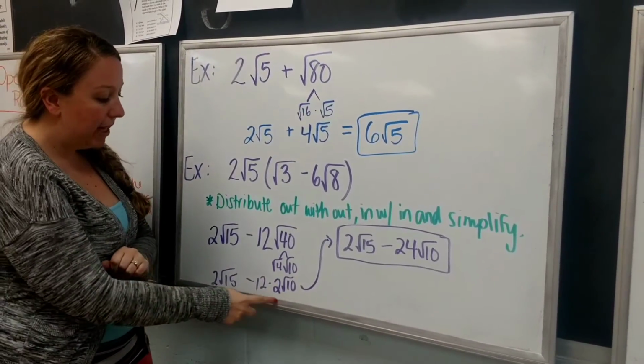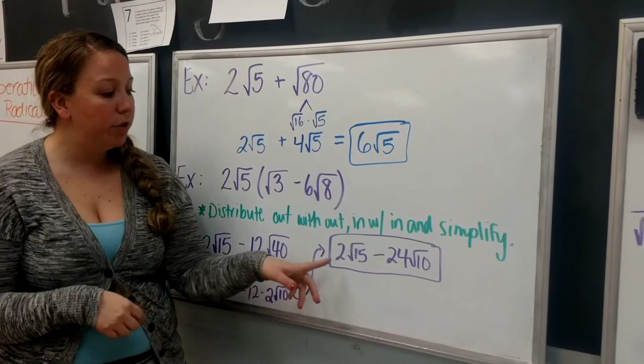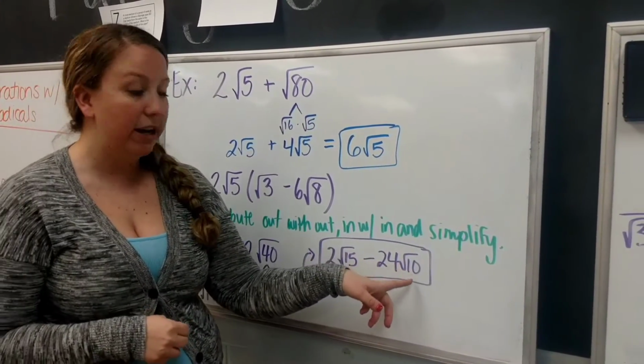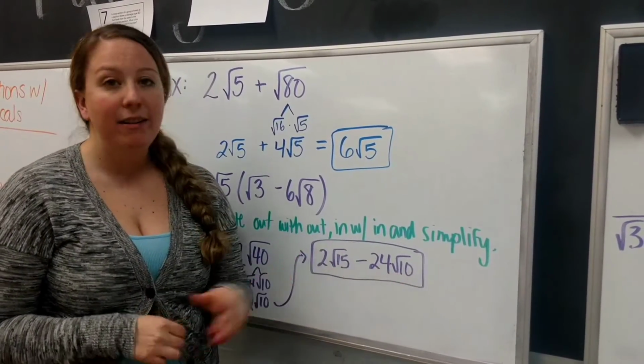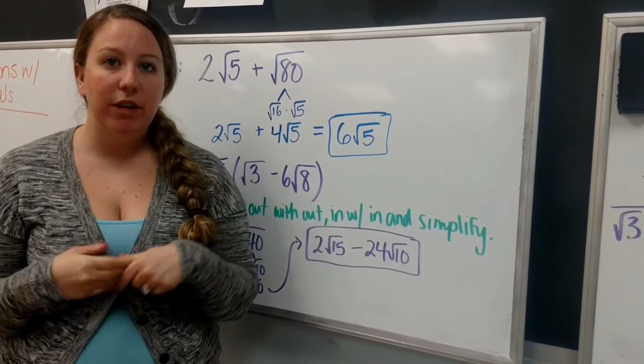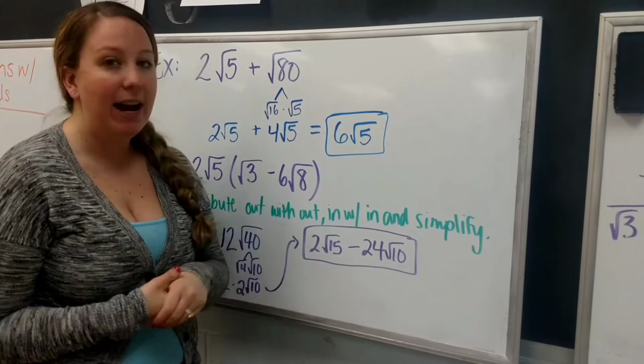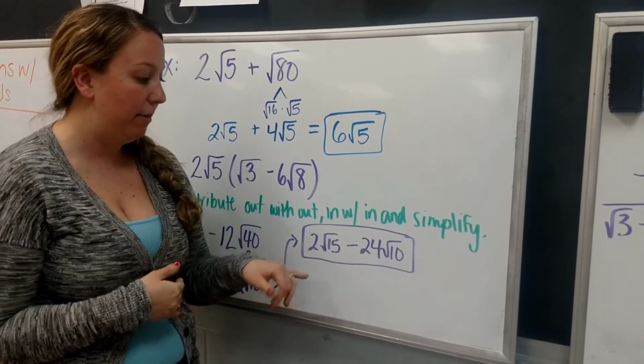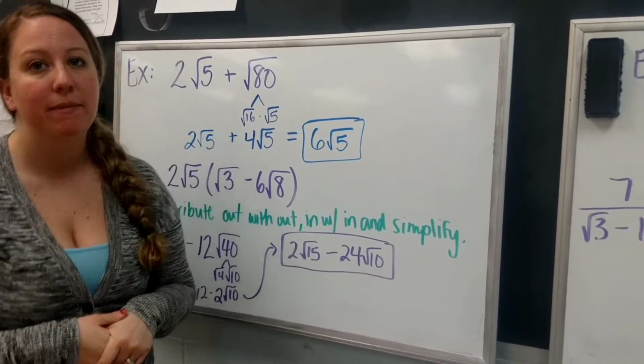And then you want to multiply these together. So you have 2 radical 15 minus 24 radical 10. 15 and 10 are not the same number, so you can't combine those anymore. If they were, then you would want to subtract, but we're going to leave it as is for now, because they're not the same.